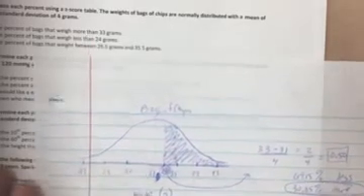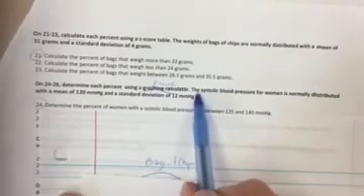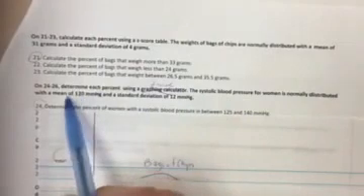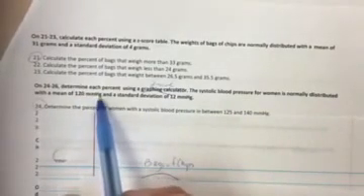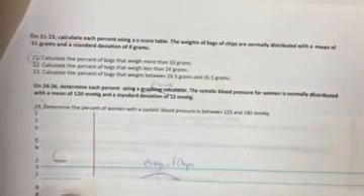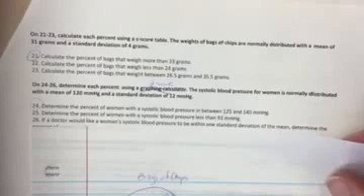All right, so number 24, we've got a similar kind of problem, right? This says determine each percent using a graphing calculator. We'll just keep using the z-score, okay? That's the main thing that we have. So the systolic blood pressure for women is normally distributed with a mean of 120 milligrams. I actually do not know what that unit is. So a mean of 120 and a standard deviation of 12.